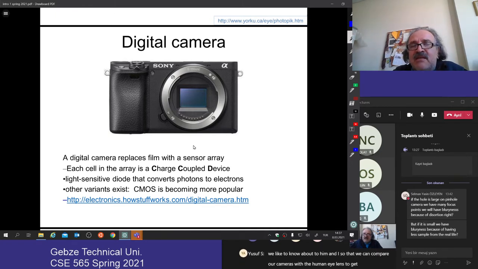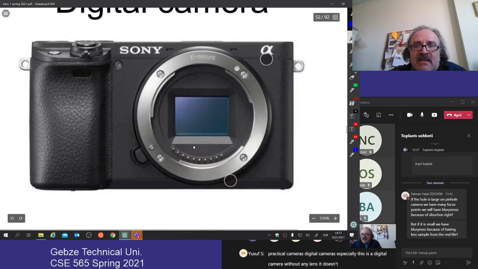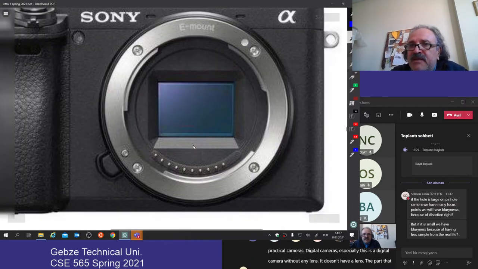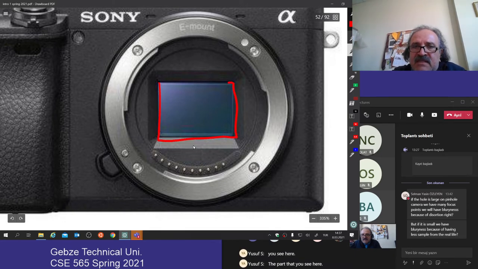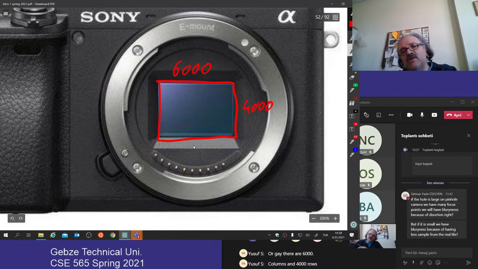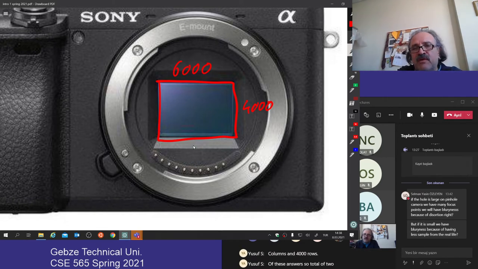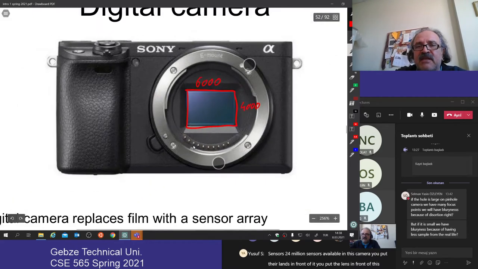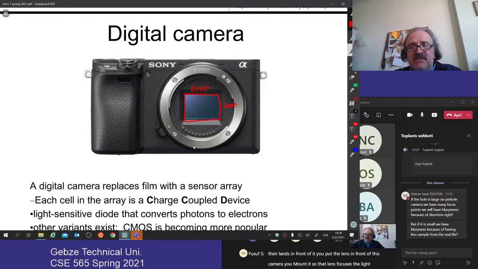Let's look at practical cameras, digital cameras especially. This is a digital camera without any lens. The part that you see here is the sensor of the digital camera. There are 6,000 columns and 4,000 rows of sensors, a total of 24 megapixels, 24 million sensors in this camera. You mount a lens in front of it, so that the lens focuses the light on the sensor, and the sensor measures the amount of light coming to each pixel.